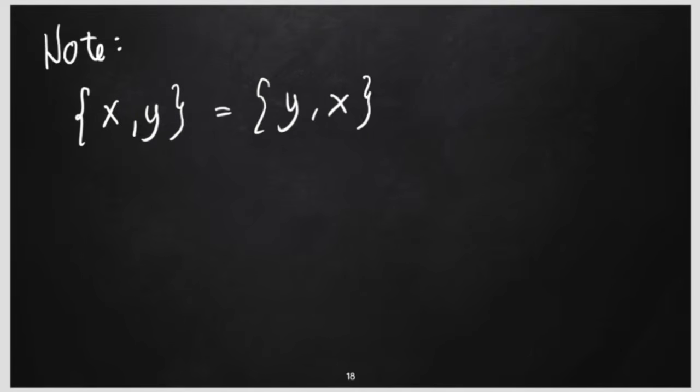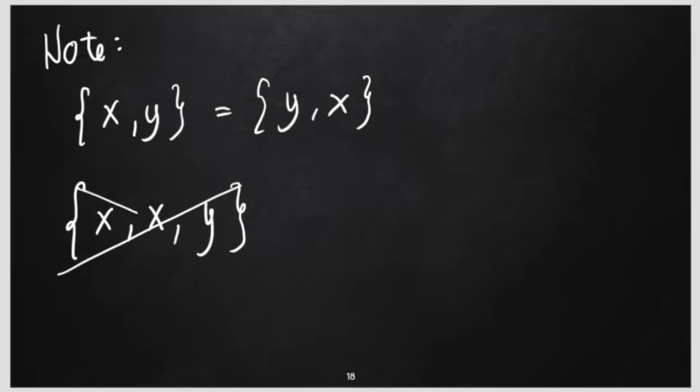Note, when you write a set, {x, y} is just the same as {y, x}, so the arrangement of the elements does not matter. And then {x, x, y} is wrong. You write one distinct element once only, so {x, y}, not {x, x, y}.